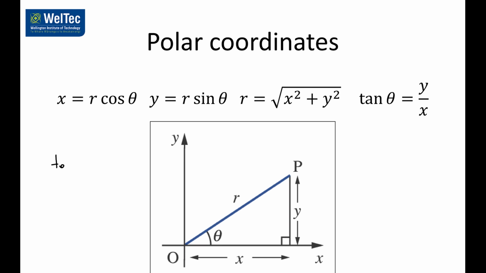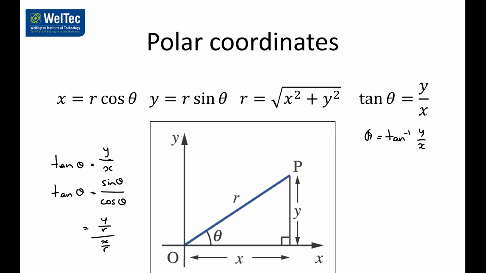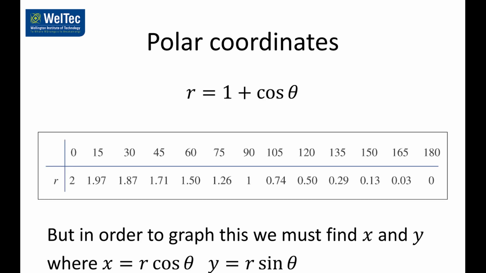Tan theta equals y over x, or tan theta equals sine theta over cos theta, which is y over r over x over r. So it gives us that tan theta is y over x, so theta equals inverse tan y over x. Now we're going to use a different way of plotting a curve.